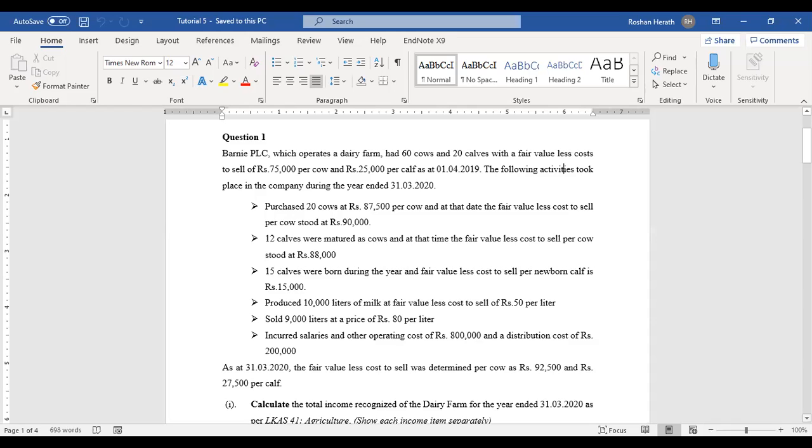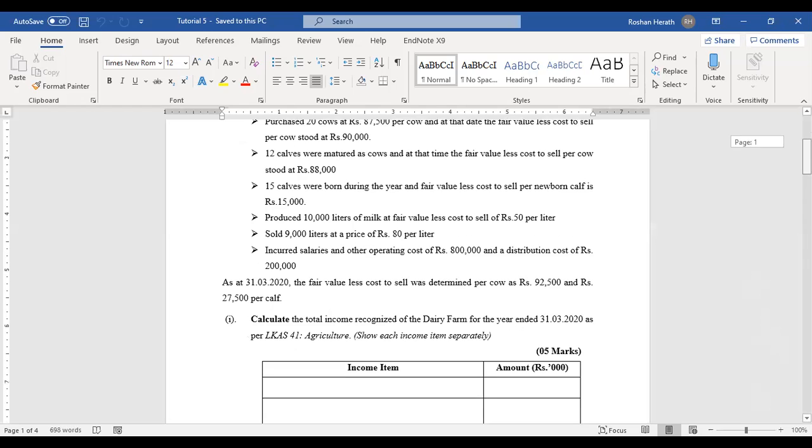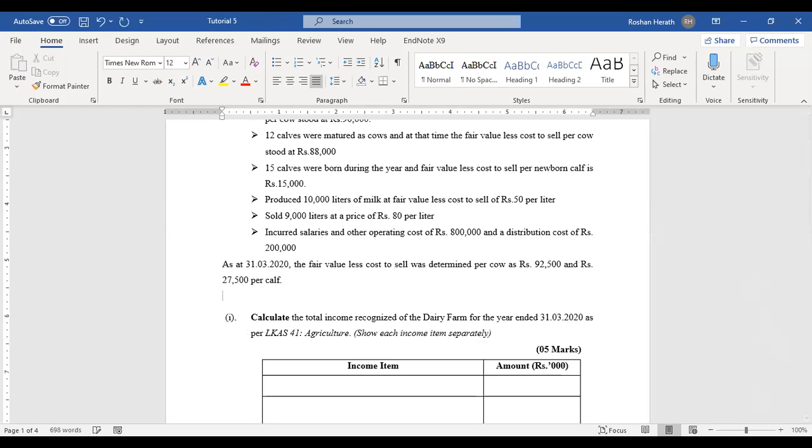During the period you produced 10,000 liters of milk, the agricultural produce, and sold 9,000 liters at a price of 80 per liter. Incurred salaries and other operating costs of rupees 800,000 and a distribution cost of rupees 200,000. Then it says, as at 31st March 2020, the fair value less cost to sell was determined at 92,500 per cow and rupees 27,500 per calf. Then the requirement, sorry, it's not mentioned. It has to be the requirement.